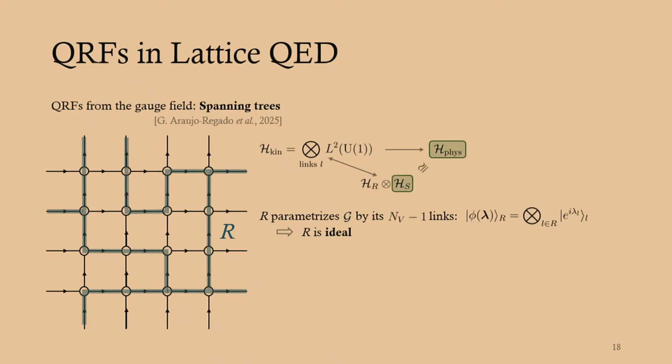Right, and because this is an ideal quantum reference frame, this means that our physical space, H_phys, is isomorphic to H_S. So it's isomorphic to this big tensor product over all of the links not contained in the spanning tree.